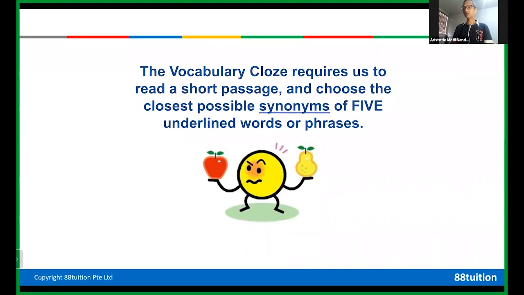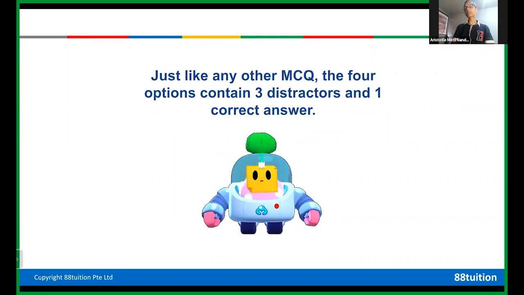It requires us to read a short passage and then choose the closest possible synonyms. Synonyms mean the words with same meaning. Okay, so there'll be 5 underlined words or phrases. Phrases means more than one word. And then we have to look for which answer has the closest meaning. Synonym means same meaning. Okay, so it's just like any other MCQs that we have.